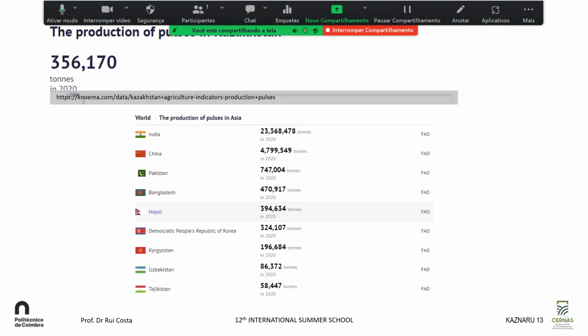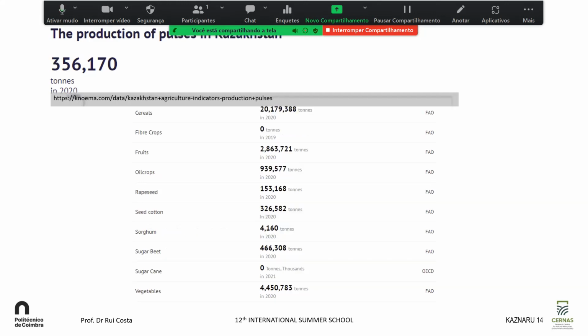What about the production of pulses in Kazakhstan? According to this website, knoema.com, they are around 356,000 tonnes. You see, of course, they are much smaller compared to India, China, but already comparable to Pakistan, Bangladesh, Nepal, etc., and your neighbors, Kyrgyzstan, Uzbekistan, and Tajikistan, which in fact are higher than the production of these countries.